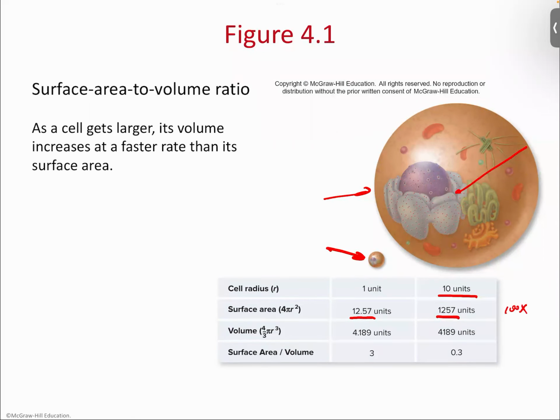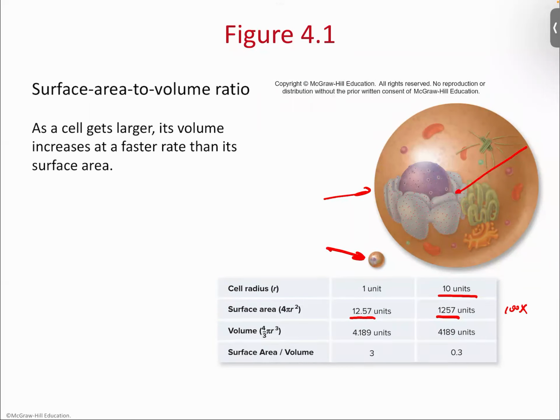100-fold, didn't you? Two movements of the decimal point, right? 10 and then 100. So that's not bad, right? For a 10-fold increase in size, you get a 100-fold increase in surface area. Does that sound like a good deal so far? Well, let's keep following this through, right?